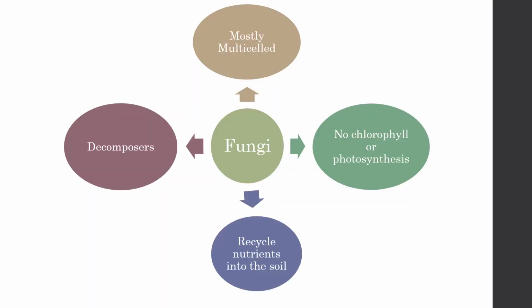So again, fungi are mostly multi-celled, they're decomposers, and they recycle nutrients into the soil, making them a very important part of the food chain. And of course, unlike plants, they don't have any chlorophyll, and they don't perform photosynthesis. They're not able to do that. That's why they were removed from the plant kingdom and we gave them their own kingdom, the fungi kingdom.